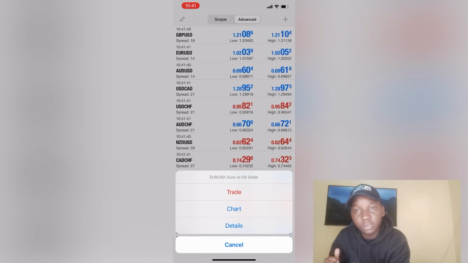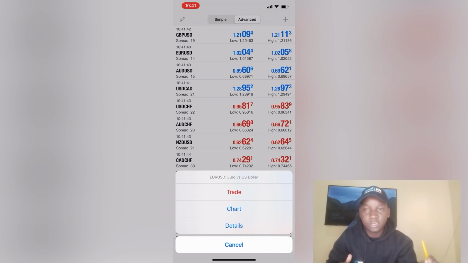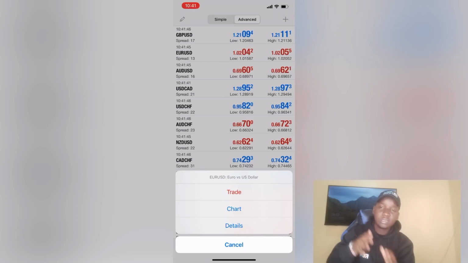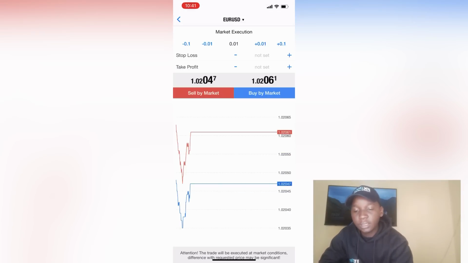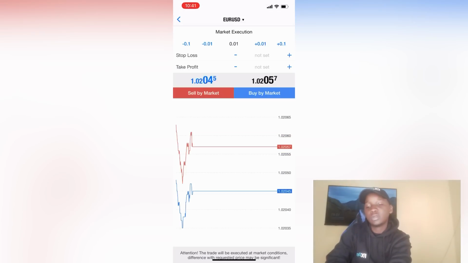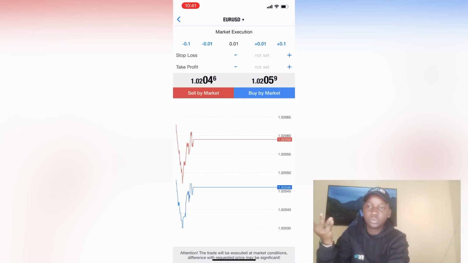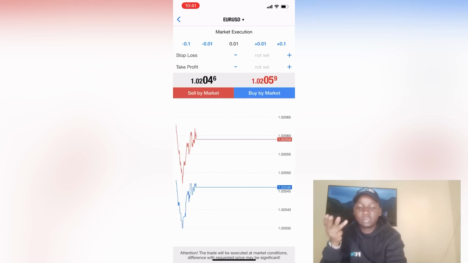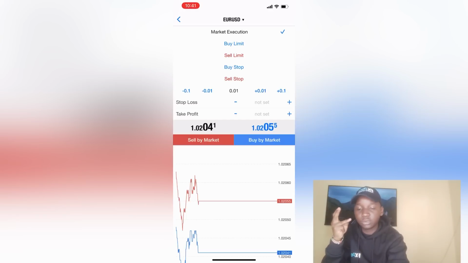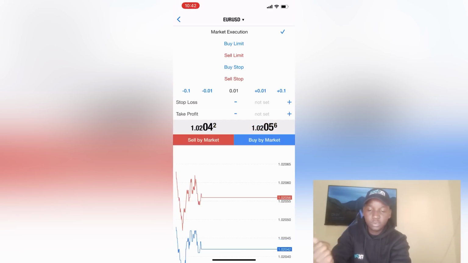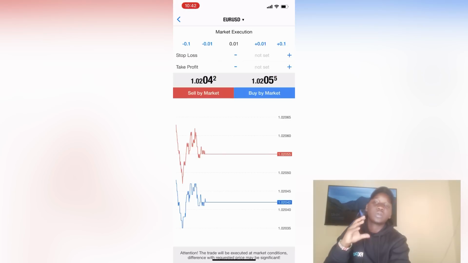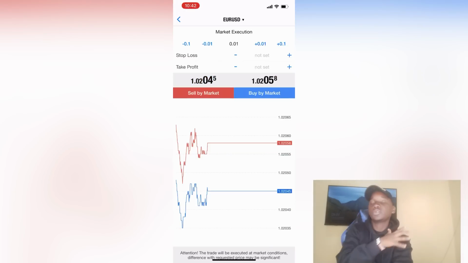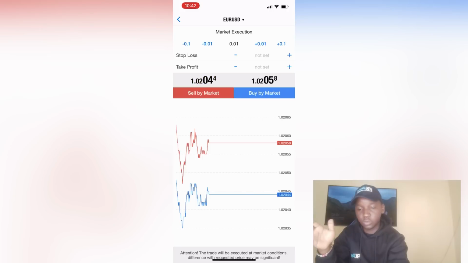If you're using an Android, you'll see new order or open chart. If you're using an iPhone, you'll see trade and chart. It's the same. So I go to trade. Then I can see the types of orders that we are talking about. We can see there's market execution, and also we have pending orders. If you want to see the pending orders, you tap on market execution. You can see buy limit, sell stop, buy stop. But for now we have talked about market execution, because we'll talk about buy limits and the pending orders in the next lesson.